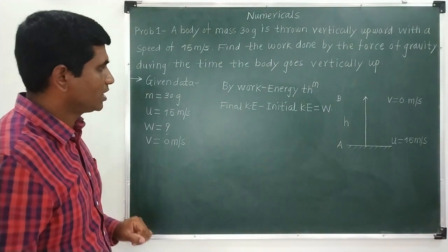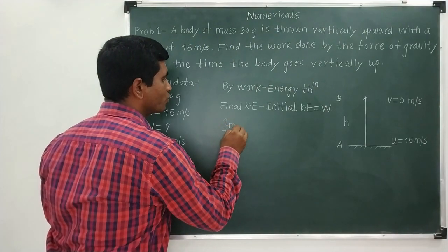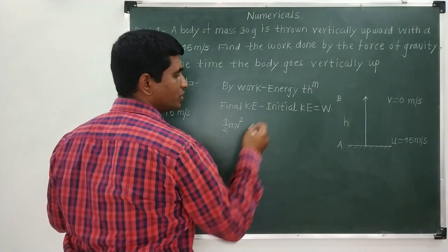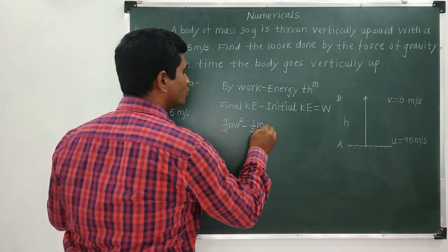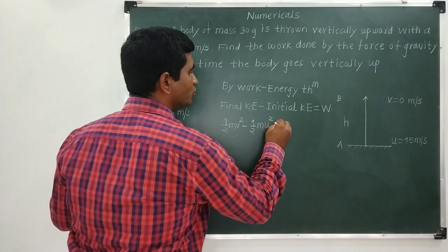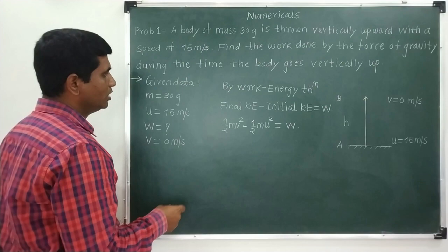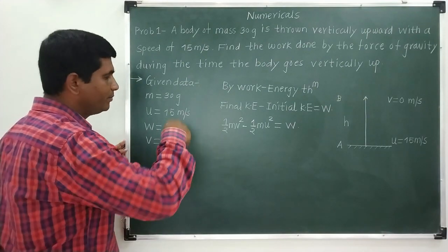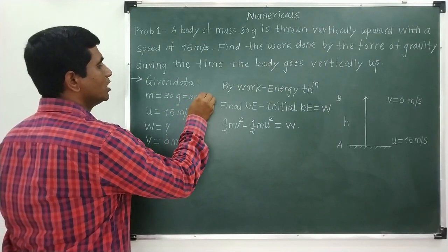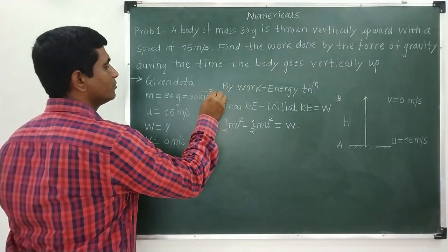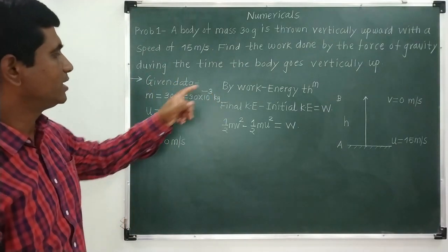Now see, in this case, what is the final kinetic energy? It is 1/2 mv square. What is the initial kinetic energy? It is 1/2 mu square, and this will be nothing but the work done. Okay. It's better to solve the problem in the SI system. So I'll just convert this into the SI system, that is kilogram. So 30 into 10 raised to minus 3 kilogram.